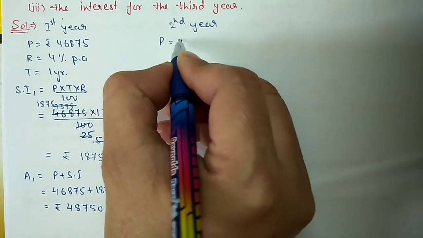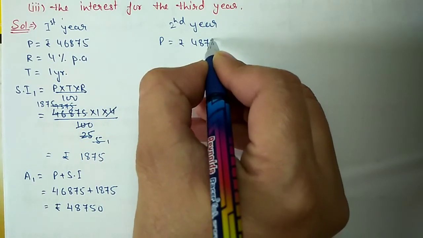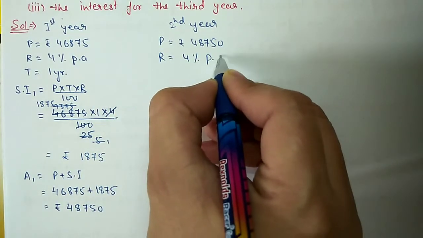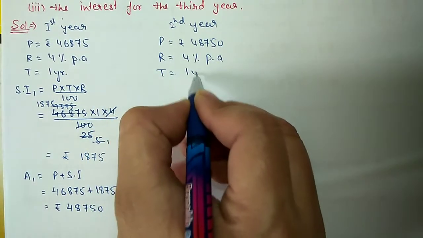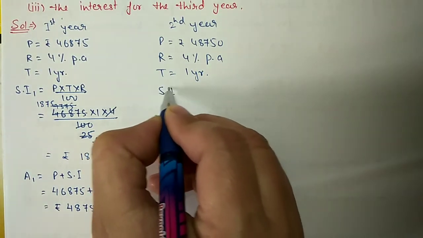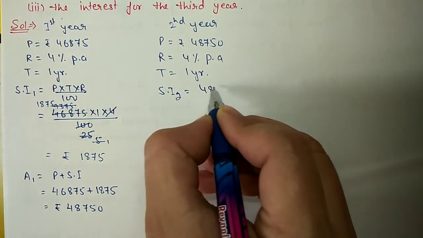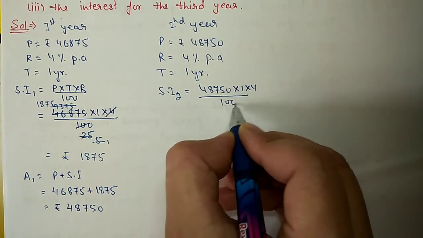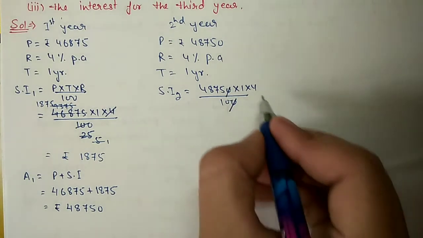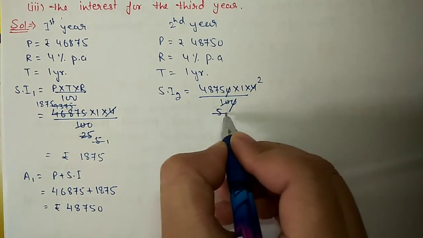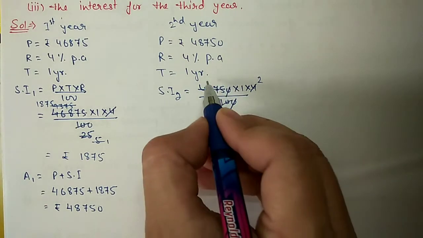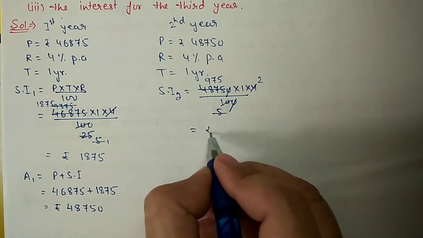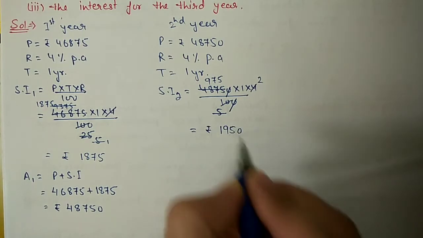Principal money is 48,750 rupees. Rate of interest is 4%, and time is 1 year. So the simple interest for the second year will be 48,750 into 1 into 4 divided by 100. So 1 0 we can cancel, 2 2s, 2 5s, and from 5 we can cancel 5 9, 7 and 5. After multiplication we will get 1,950 rupees.